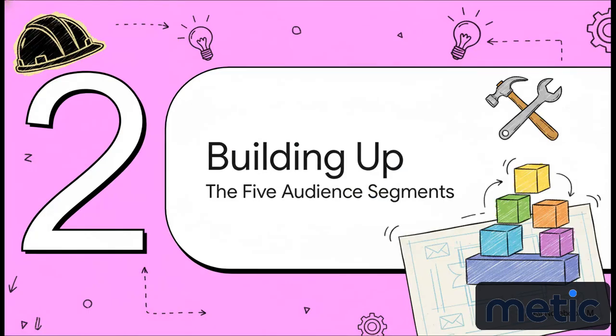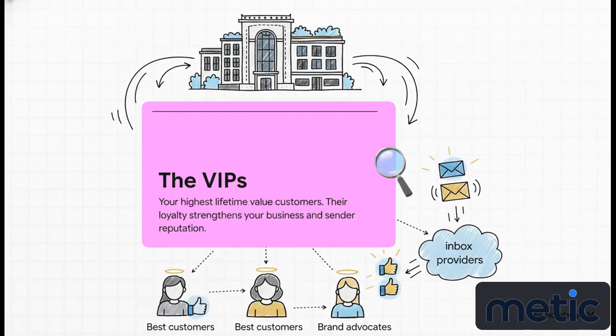All right, time to put on our hard hats and actually start building this thing. We are going to construct this email architecture from the ground up, and we're going to do it by defining each of these 5 core audience segments. This is where that blueprint really starts to come to life. First up, let's head to the penthouse suite of our building, the VIPs.